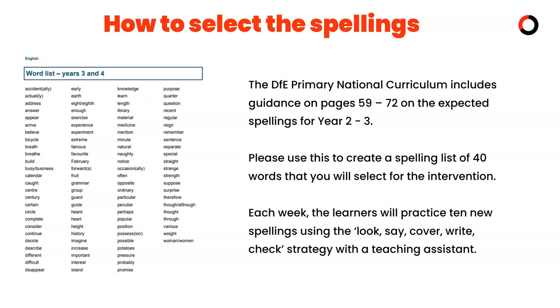So how do you select the spellings? If you go to the national curriculum, you'll be able to see at the end that you have a list of spellings. So please use this to create a spelling list of 40 words that you will select for the intervention. And then each week, the learners will practice 10 new words for the look, say, cover, write, check with a teaching assistant.